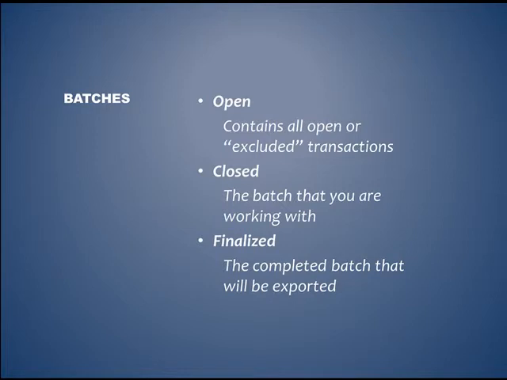eoStar uses a batch system to group financial transactions for export. There are 3 stages to the batch. These are open, closed, and finalized. The open batch contains all of the new unbatched transactions. The closed batch is the batch that we'll be working in, and the finalized batch is a completed batch that's ready for export. Only the finalized batch can be exported to the general ledger software.